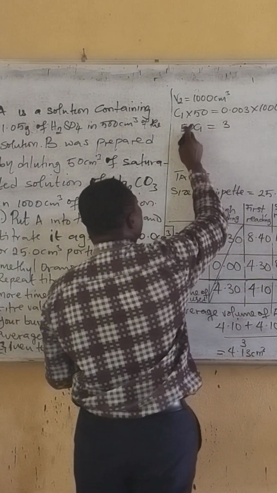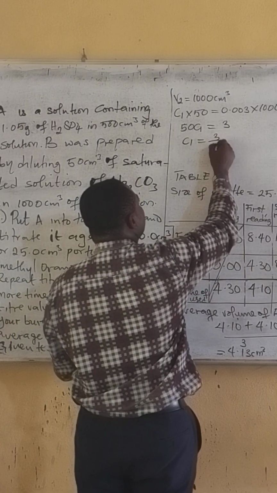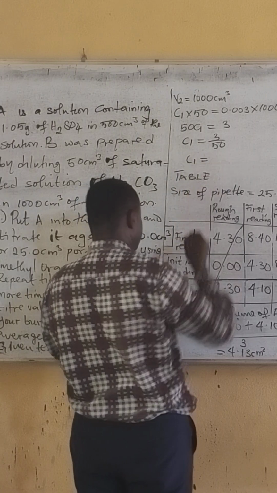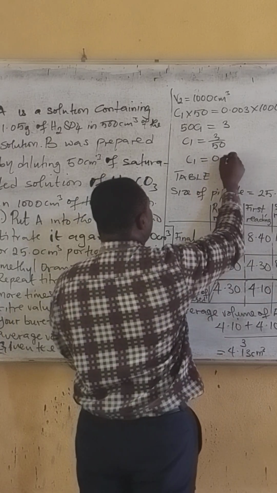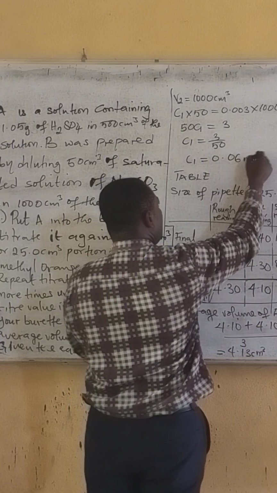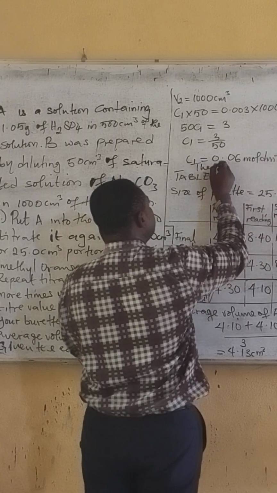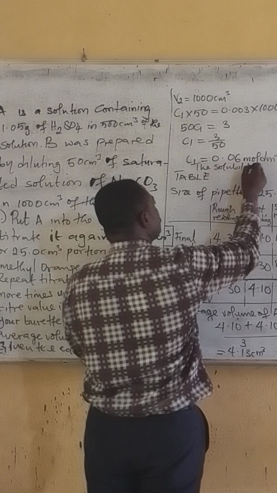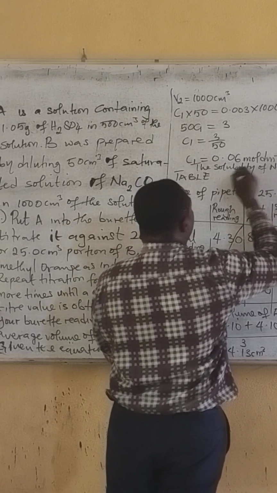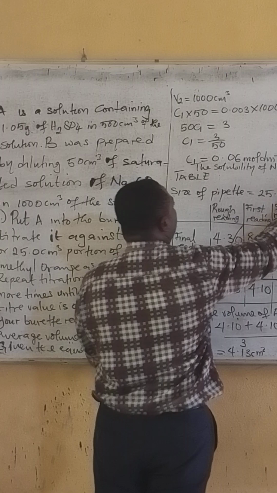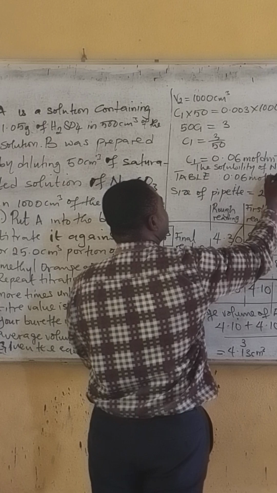To divide both sides by this, divide both sides by 50. You have C1 equals to 3 over 50. Our C1 equals to what? 3 over 50. That is 0.06 mole per dm. So the solubility of Na2CO3 in mole per dm cube is what? 0.06 mole per dm cube.